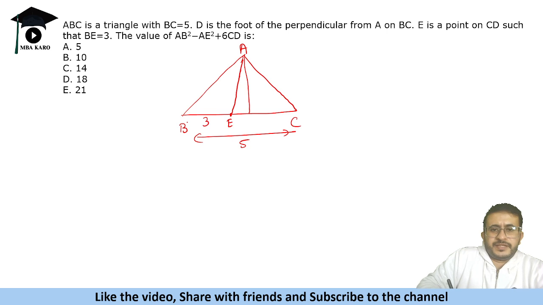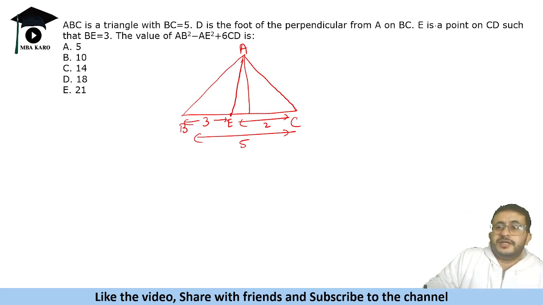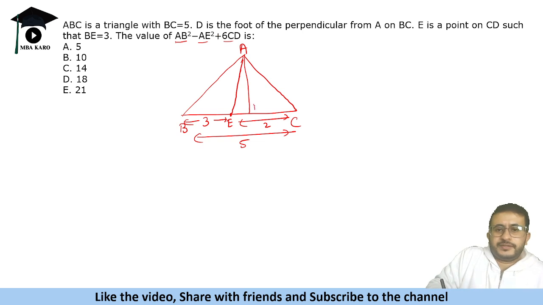So BE is 3 and EC is equal to 2. EC will definitely be 2. Right, so it does not look equal, so do not measure it using this. We have to find the value of AB square minus AE square plus 6CD. Okay, so we need to find this expression.